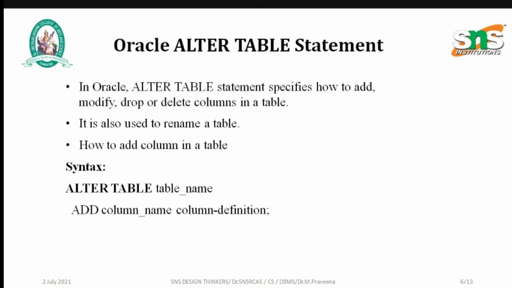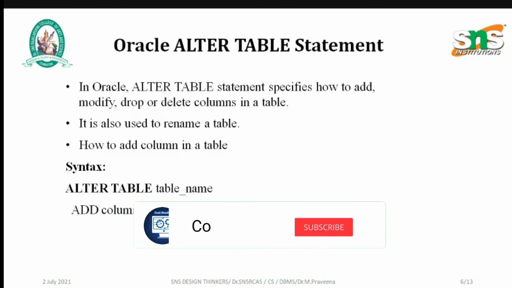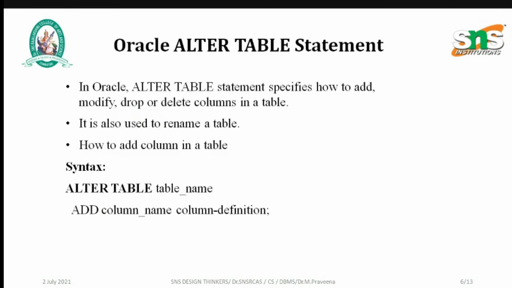Next, Oracle alter table. The alter table statement specifies how to add, modify, drop, or delete a column in the table. To make any updates, we can use the alter table statement. It's mainly used to add, modify, drop, or delete a column in the table. It is also used to rename a table. Using the alter table statement, we can also rename the table. So how to add a column in a table? We see the syntax here.